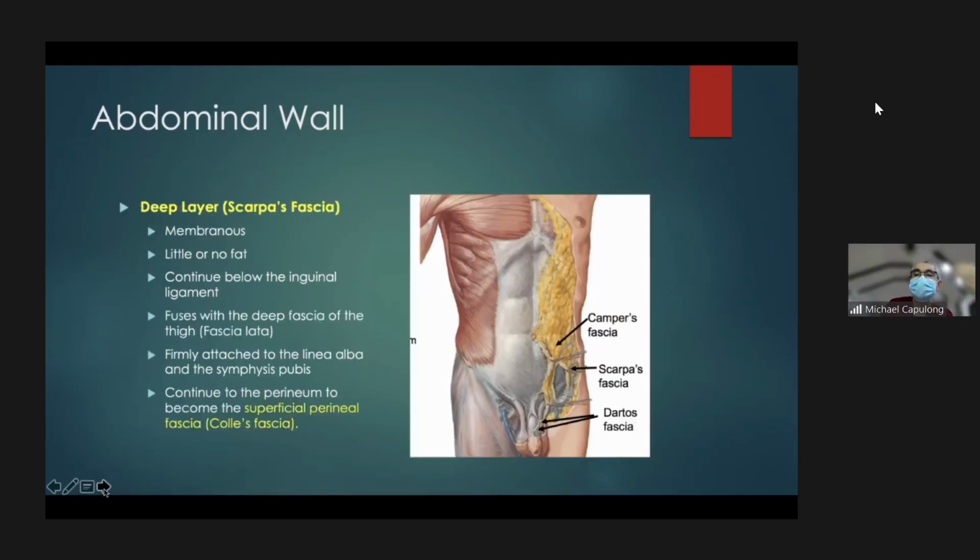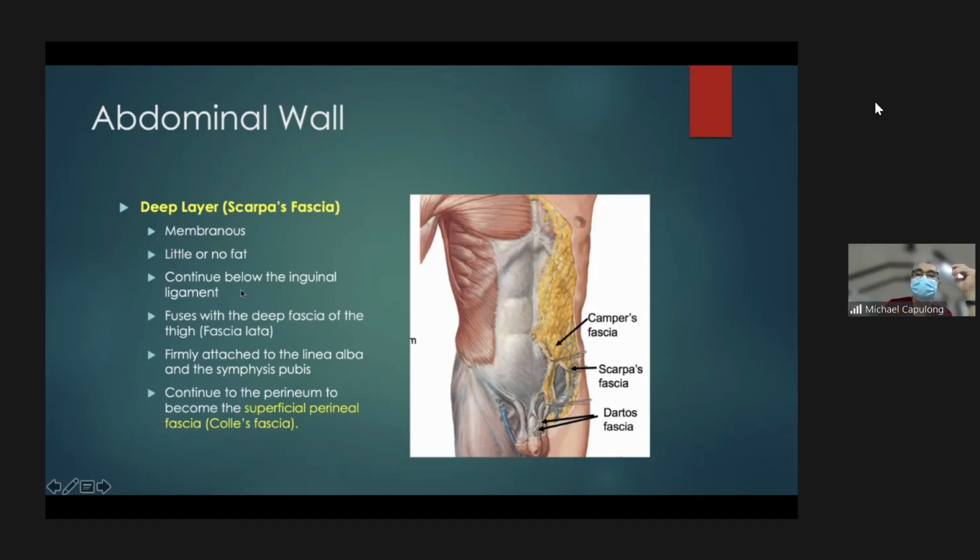So what about the other layer? The other layer is your deep layer, or your Scarpa's fascia. If you compare it with Camper's fascia, your Scarpa's is more membranous with little or no fat, and it is a stronger layer compared to Camper's fascia. Actually, this is the layer that we use to close or approximate the abdominal wall.